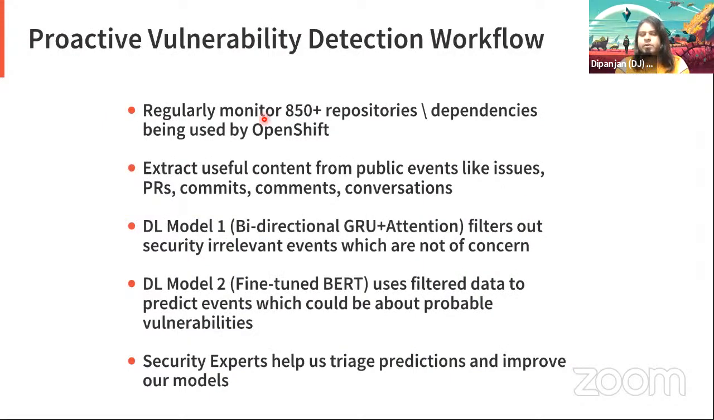So the overall workflow was monitor 850 plus library repositories being used by the OpenShift product, extract useful data like issues, pull requests, commits, comments, conversations, forum posts, pass it through the first model, which filters out data which is not relevant to security. And the second model helps us in filtering that if it is a security event, is it talking about a security enhancement or is it talking about a vulnerability or a hack in the system? And then based on that, the model was improved based on feedback from domain experts.